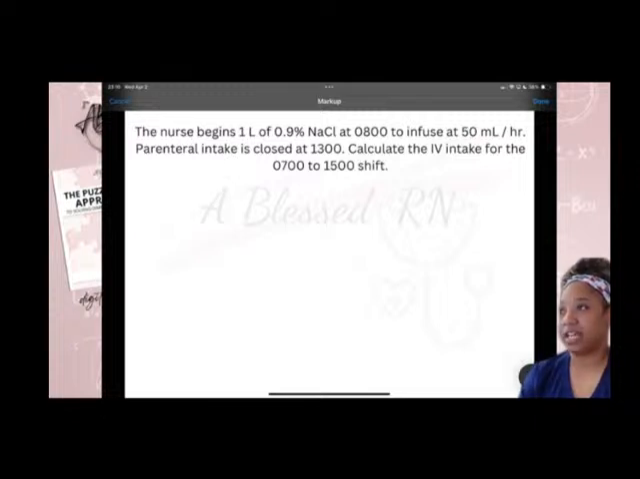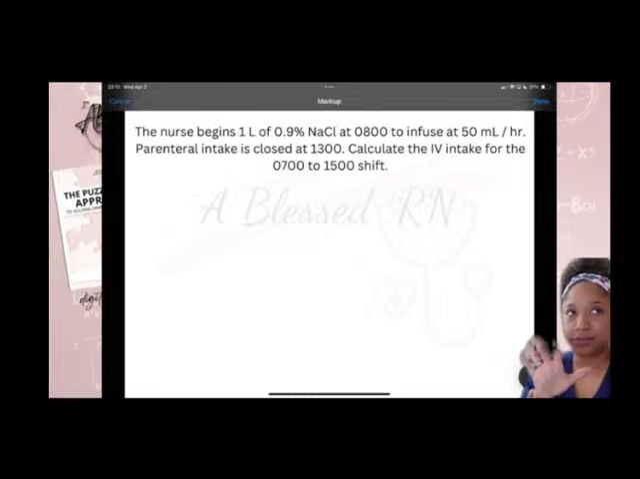Normal saline at 8 o'clock to infuse at 50 milliliters per hour. Parenteral intake is closed at 1 o'clock, so 1300, right? Calculate the IV intake for the 0700 to 1500 shift. Okay, so if I ran an IV from 8 o'clock to 1 o'clock, how many hours is that?